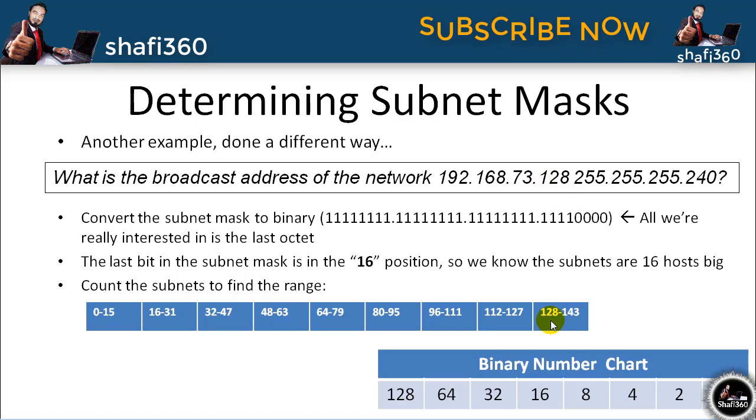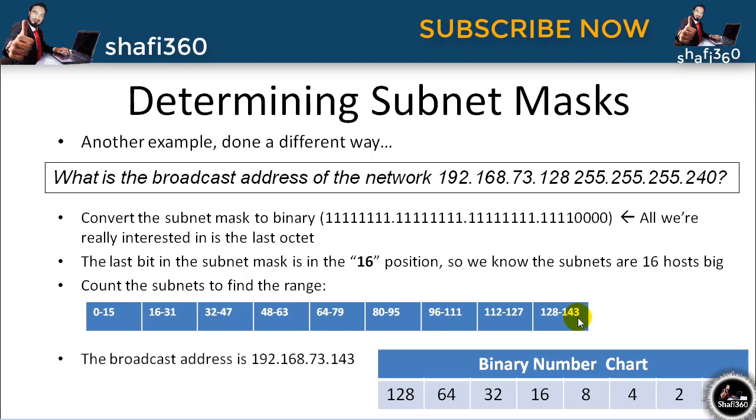.128 happens to be a network address. We know that 128 plus 16 is 144. We take away 1 because we want the last host on this subnet, and it's 143. So the broadcast for that network is 192.168.73.143. Again, this is personally how I solve these problems if I don't have a calculator or have a subnet cheat sheet around, which we'll get to on the next slide.